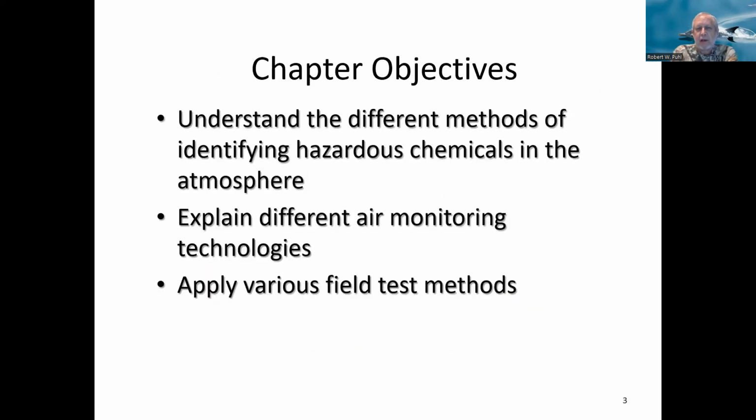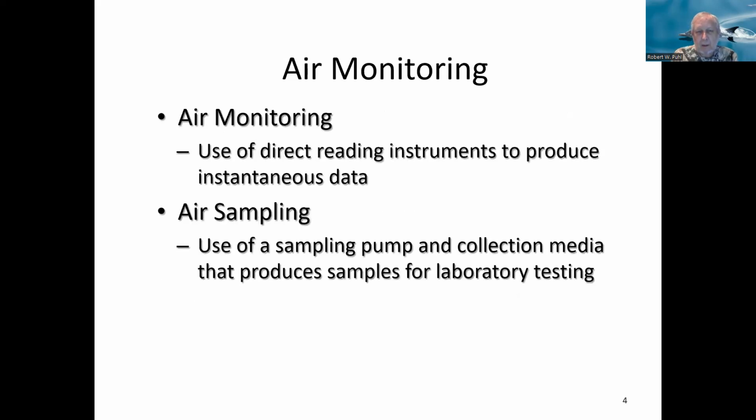Chapter objectives: understand the different methods of identifying hazardous chemicals in the atmosphere, explain different air monitoring technologies, and apply various field test methods. Air monitoring is the use of direct reading instruments to produce instantaneous data, while air sampling is use of a sampling pump and collection media that produces samples for laboratory testing.